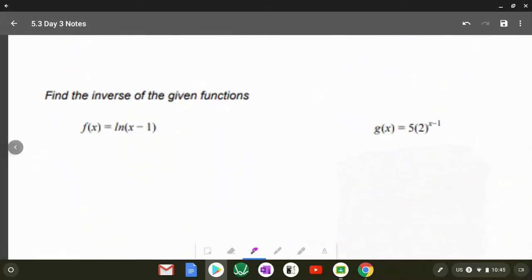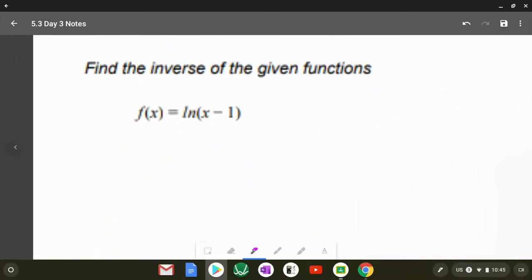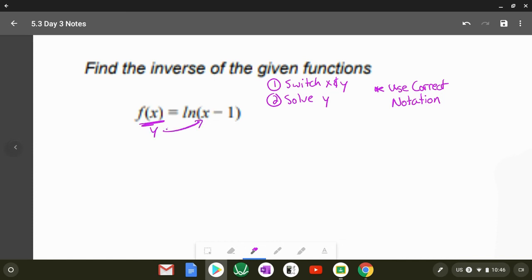Moving on to the last part, which is finding the inverse of the given functions. The way we find inverse, remember, 2 steps really, that's it. We want to switch x and y, and then solve for y. And then just make sure that you use correct notation at the end. And that's about it. So if I want to do this, remember f of x is the same as y. So if I want to find the inverse function, switch your x and y.